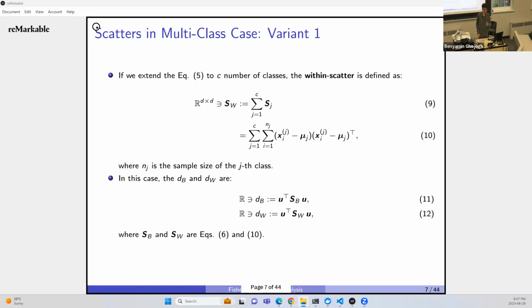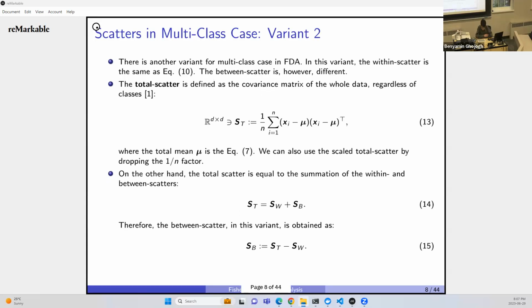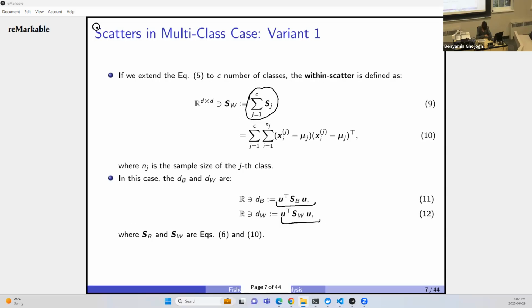For SW, previously I had 2 classes, now I have C classes, so I add the within scatters of all of the classes. So we also showed that dB and dW are these. We already proved them, right? dB is U transpose SB U, dW is U transpose SW U. So the idea of FDA, Fisher discriminant analysis, is to maximize this and minimize this.